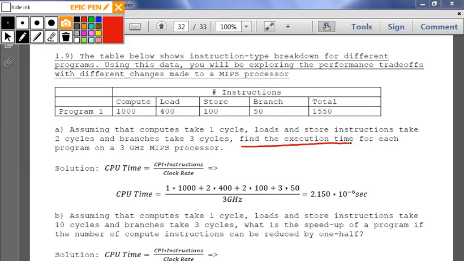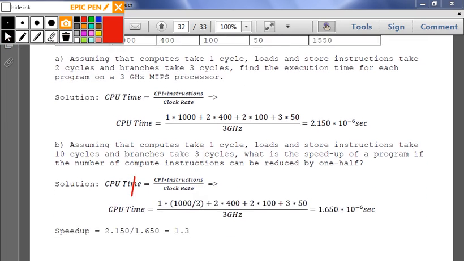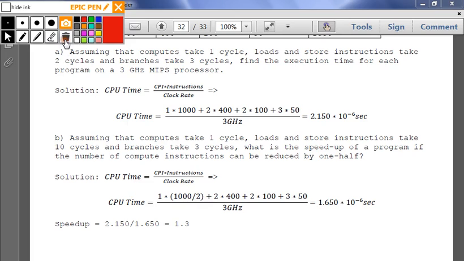Find the execution time. So I'll scroll up while I explain what is happening in part B. So there's part A for you in the back. Part B. Assume that computes take 1 cycle. So this is kind of a variant on part A, but we change the number of cycles. What is the speed of a program if the number of compute instructions can be reduced by 1/2?